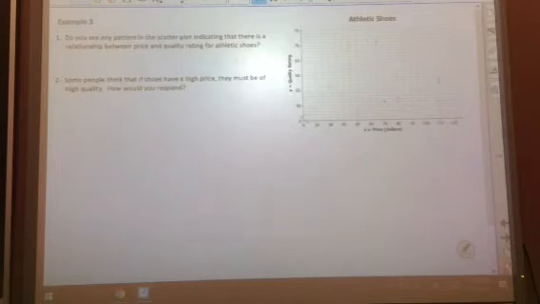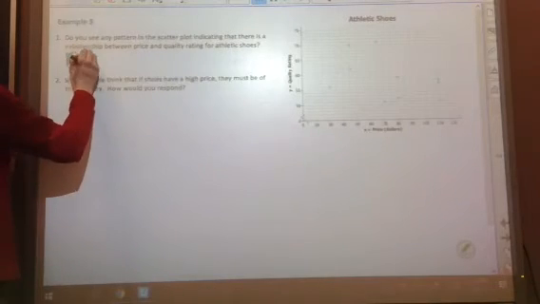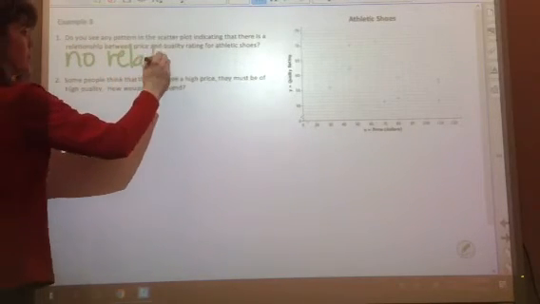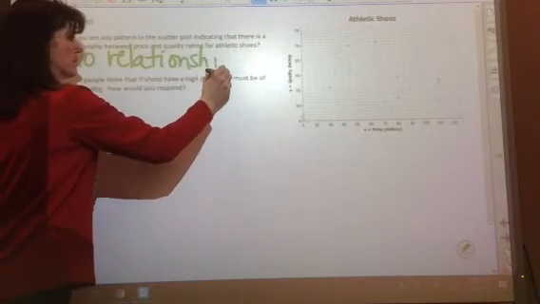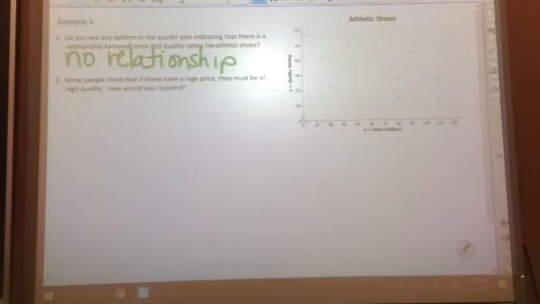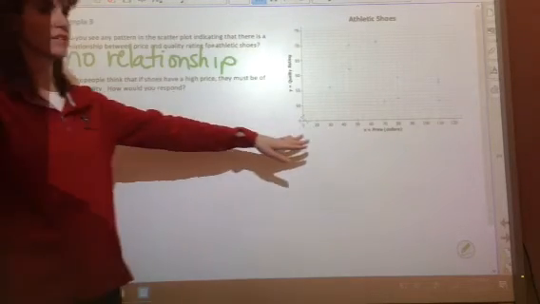Do you see a relationship in this set of data? Hopefully you've recognized that this is somewhat random. So I don't see a relationship here. I'm going to put no relationship. But some people say that, wow, we're talking about athletic shoes, the higher the price, the better the quality of shoe. Is that always the case? How would you respond to that? That's a trend that I see, but is that a trend in your data?